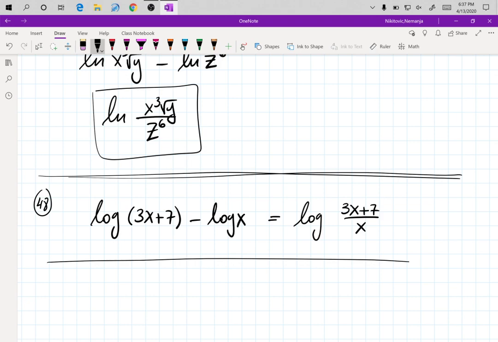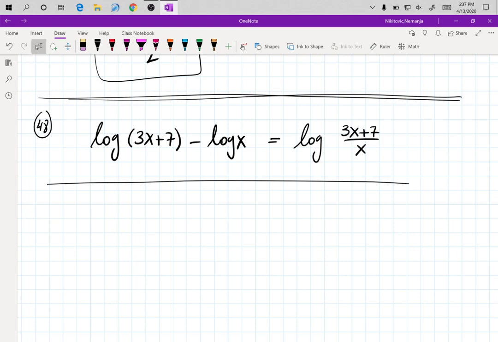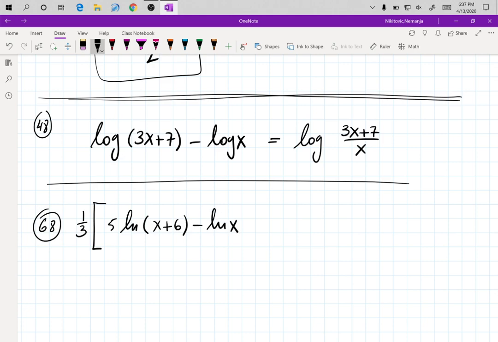All right, so let's take a look at a little bit spicier situation. This is what you can expect for one of the sides of the problem to look like in the next chapter. When you have, let's say, 1/3 bracket, 5 ln(x plus 6) minus ln x minus ln(x squared minus 5).